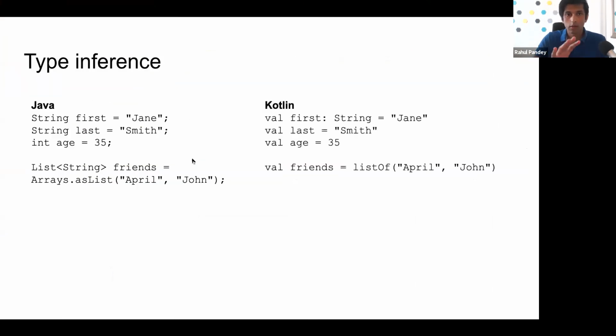That was a Java version. You can see it's a bit more redundant, whereas here you can just say val age is equal to 35, and it's clear that's an int.